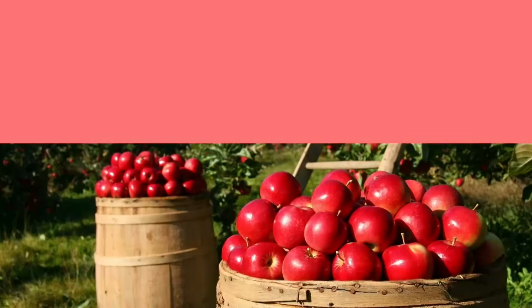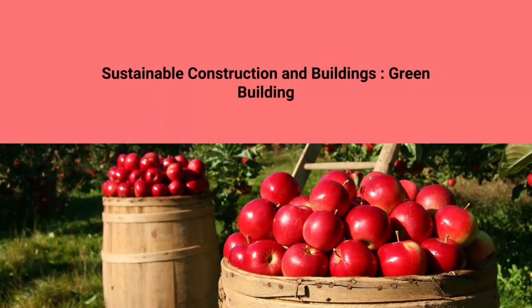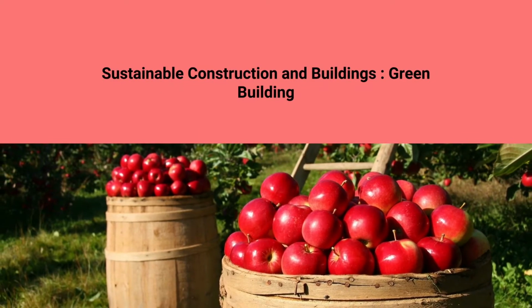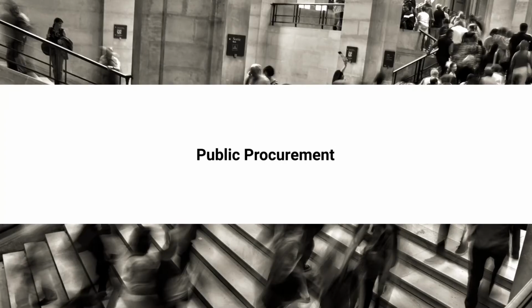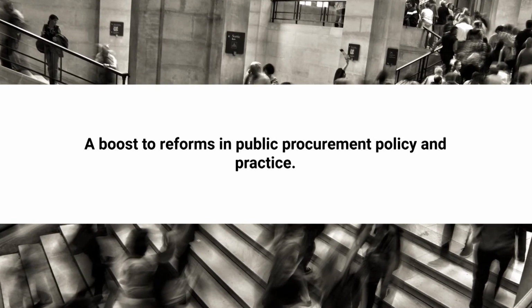Countries are also trying to implement resource efficiency, like we have the energy efficiency scheme. And to promote sustainable construction and building, we have green building norms and rules. For public procurement, the government has given a boost to reform in public procurement policy and practices. Several public sector entities and government departments have already incorporated environmental and energy efficiency criteria in their procurement decisions.